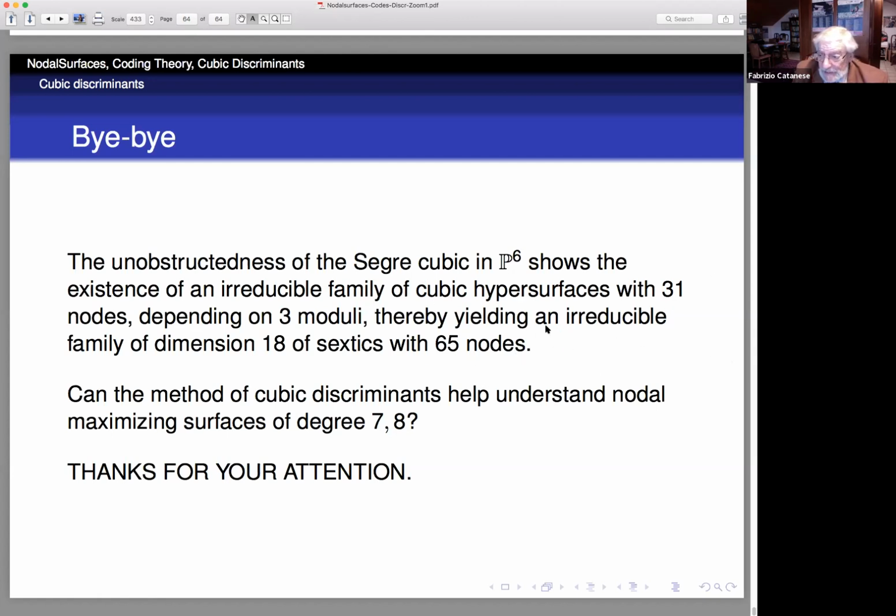Now this is unobstructed, okay? And so I know that I can deform, I can smooth independently exactly 4 of the nodes.